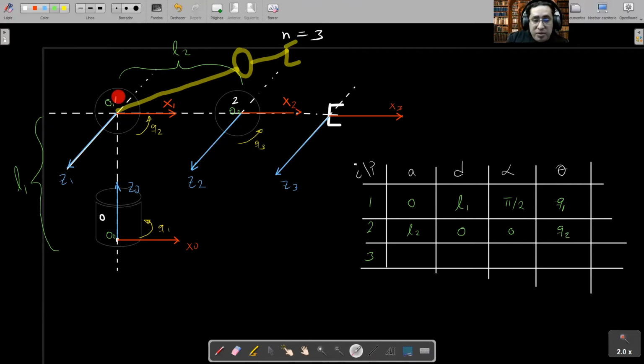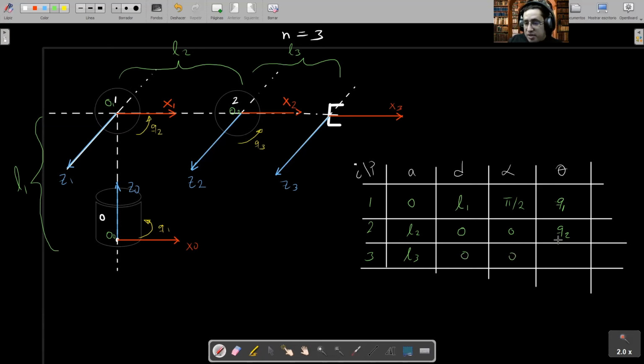And finally, we have the same type of rotation. Therefore, the table is going to be the following. The 4 parameters are going to be very, very similar. We have the distance L3, which is going to be here because we have the same type of rotation. You are, of course, encouraged to demonstrate this by using the algorithm provided in the lecture. Here, D is going to be 0, alpha 0, and theta is going to be Q3. Okay, and these are the parameters.